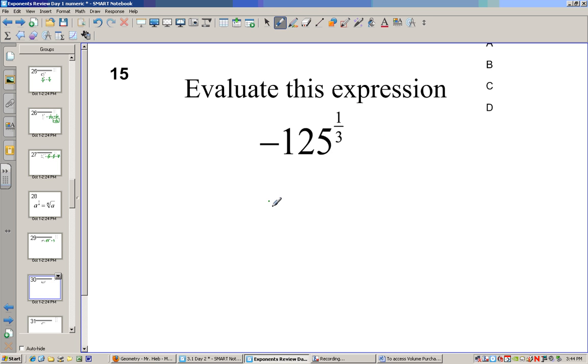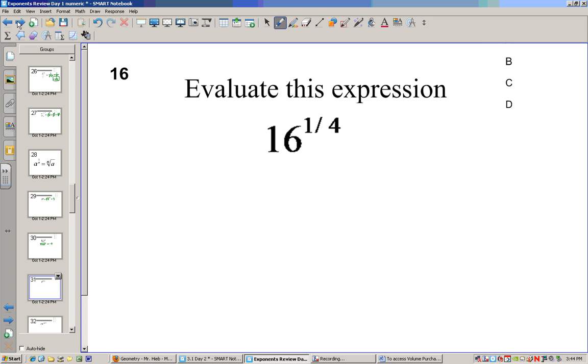This one, we're looking for the third root of negative 125. What number can we multiply by itself 3 times to get 125? And that answer has to be negative 5. 16 to the 1/4. What number can I multiply by itself 4 times to get 16? The answer has to be 2.